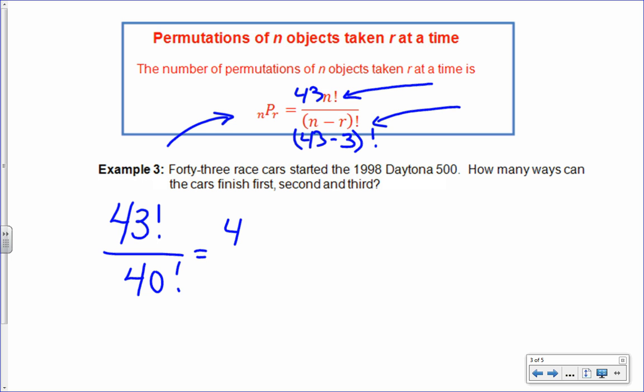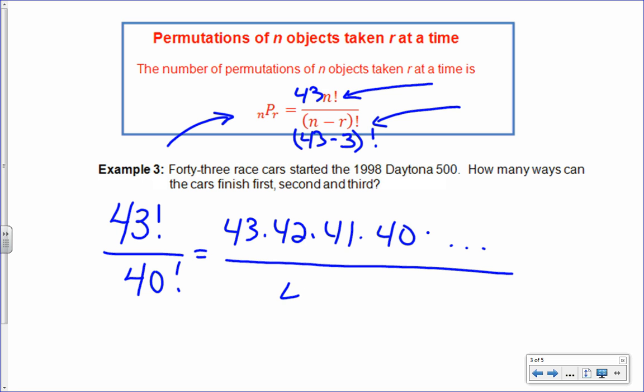So what that really means is take 43 times 42 times 41 times 40, and then ellipsis, right? Keep going all the way down. And the bottom is 40 times 39, and once again, ellipsis, correct? Now I could write them all out, but I think you see how this is going to work, right? Because if I take this 40 times 39 on the numerator, this is all going to cancel with the bottom, correct? So do you see I'm really just left with 43 times 42 times 41.